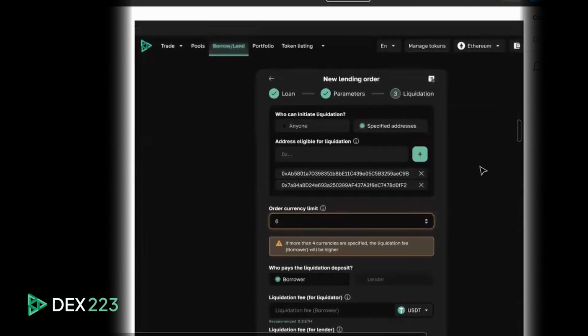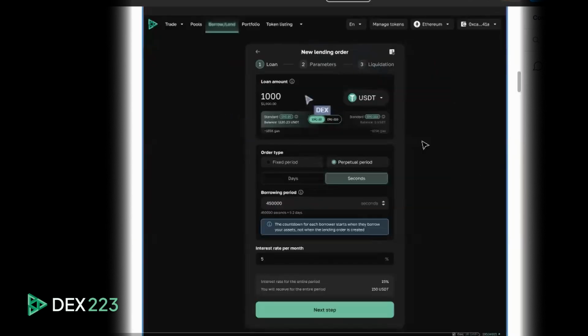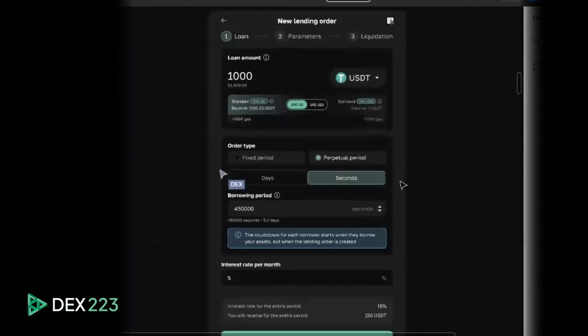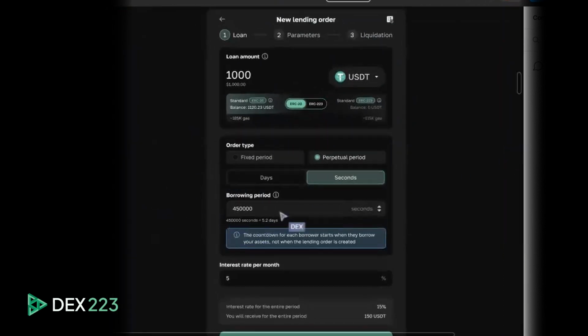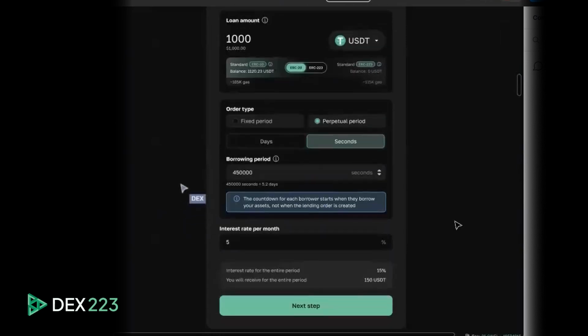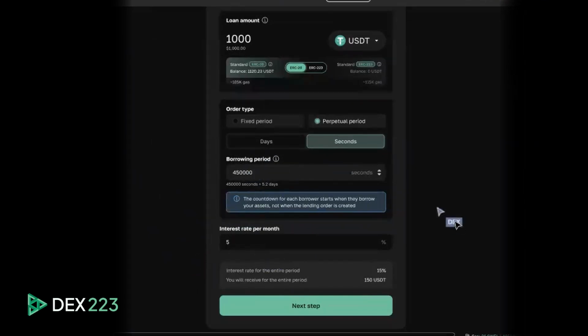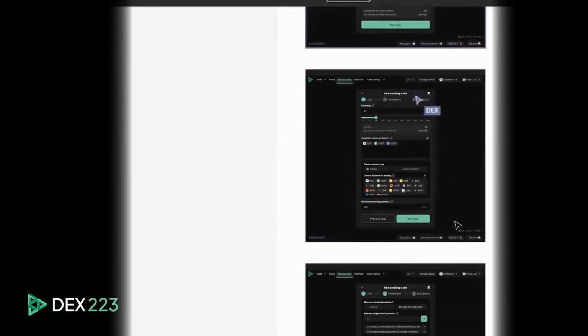So here we can see a new lending order template. It will be used by the lenders to create new lending orders. Here, the lender will specify the amount of funds that he is going to provide. He can choose the asset, choose the order type, and specify the duration of each position that can be created. Currently, it is displayed in seconds, but normally people operate with days, and the interest rate for this period of time. Let's scroll to the next page.